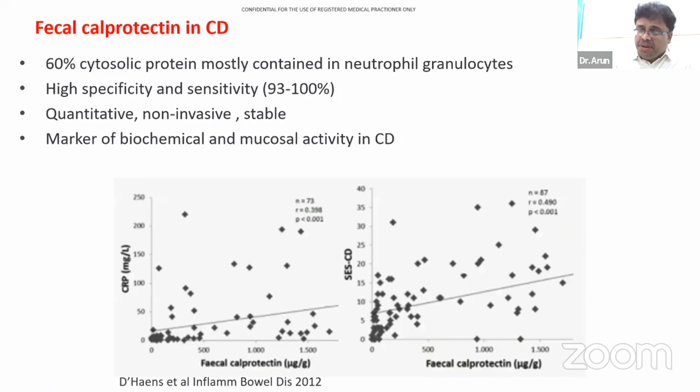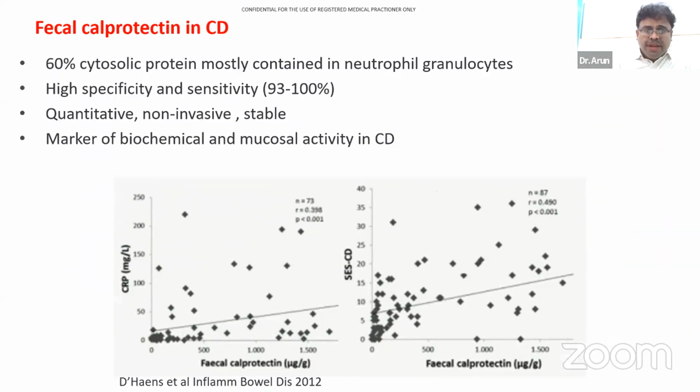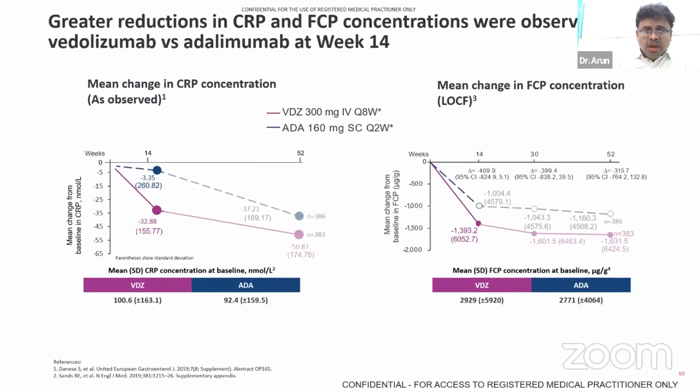And fecal calprotectin in Crohn's: it is predominantly derived from neutrophilic granulocytes. It shows high specificity and sensitivity, almost in the range of 90%, and is a non-invasive tool and a significant marker for biochemical as well as mucosal activity, predominantly in CD. A greater reduction of CRP and fecal calprotectin happens when you use vedolizumab compared to adalimumab.